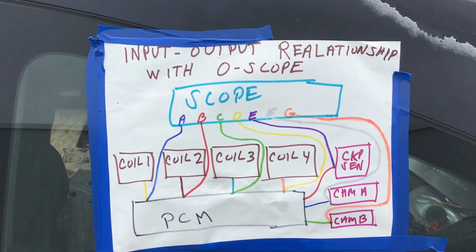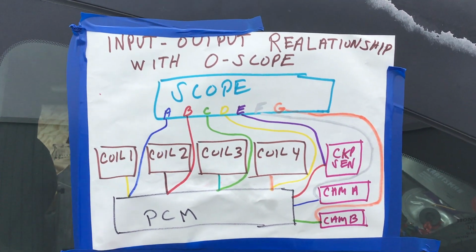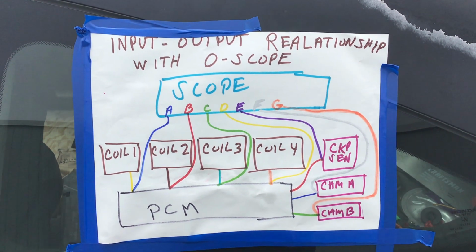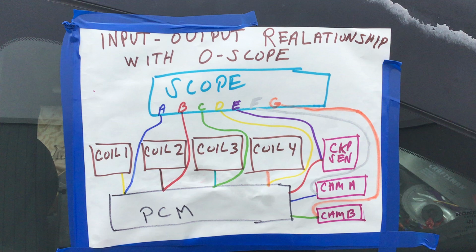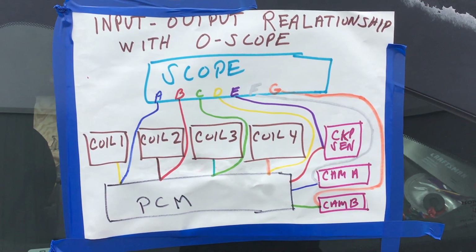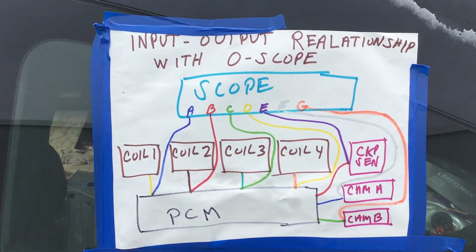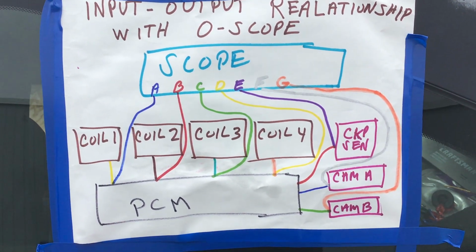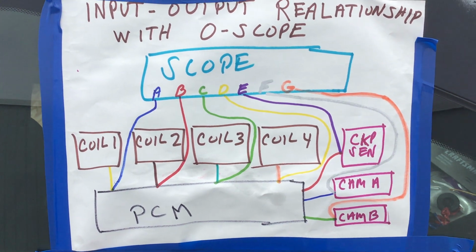This is going to be a quick video. We're going to talk about input-output relationships with the oscilloscope. We're going to be on 7 channels. We're going to talk about the high-priority inputs, the crank sensor and the 2 cam sensors into the PCM, and the outputs. In this case, we're just going to be looking at the 4 individual ignition coil triggers. In another video, I'll come back and we'll look at the fuel injectors.